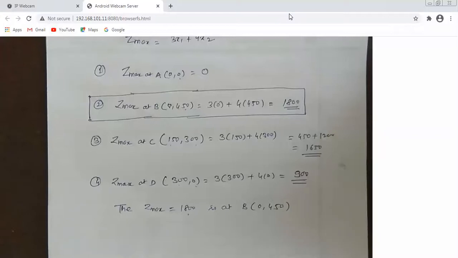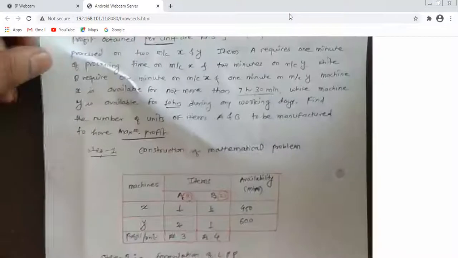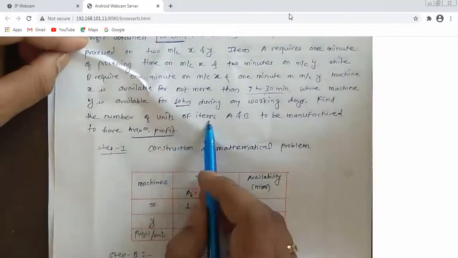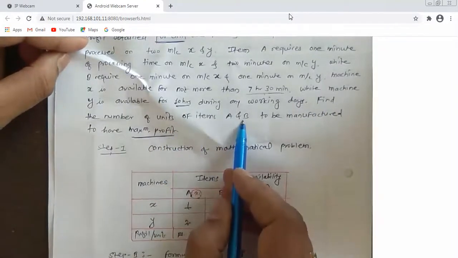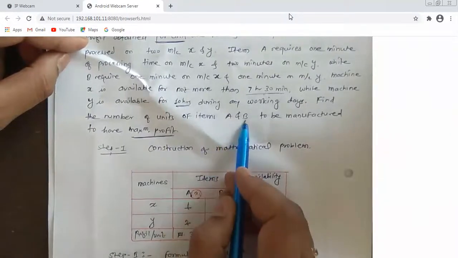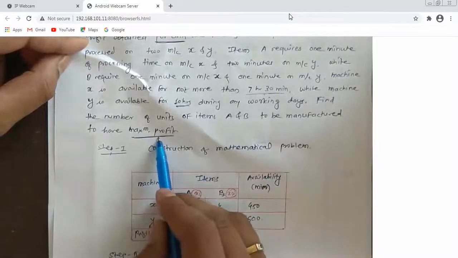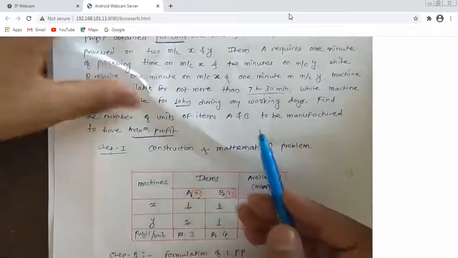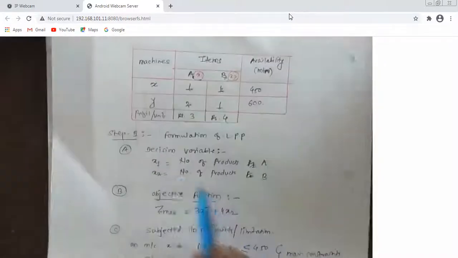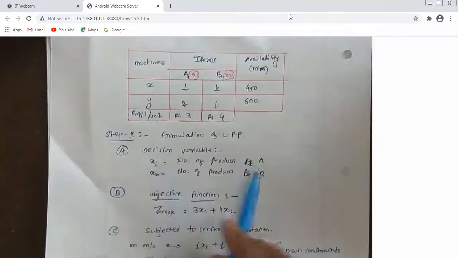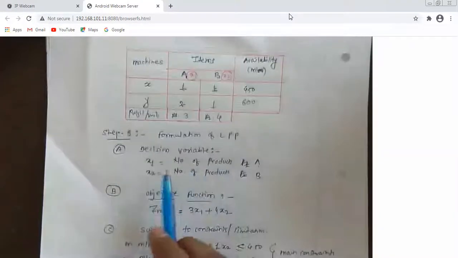And they have asked one more question, which I forgot. The question is, find the number of units of items A and B. That means how many items we are producing of A and of B. That also we have to find out. We have found the maximum profit, but we have not found the values of A and B. Here we have decided that we are producing x1 pieces of A and x2 pieces of B.